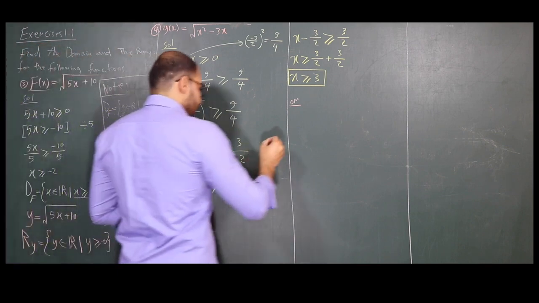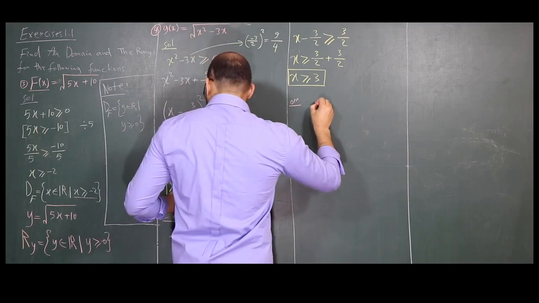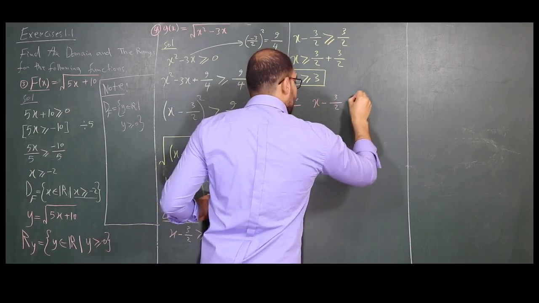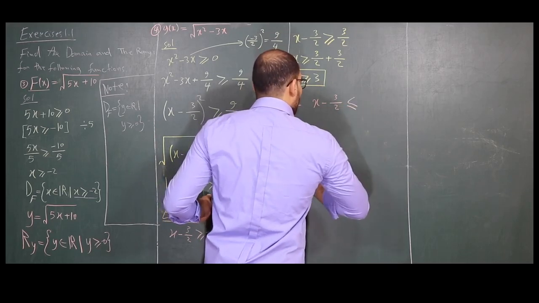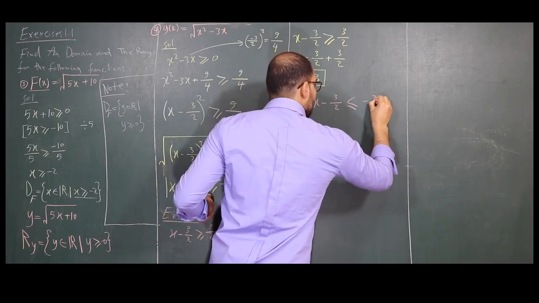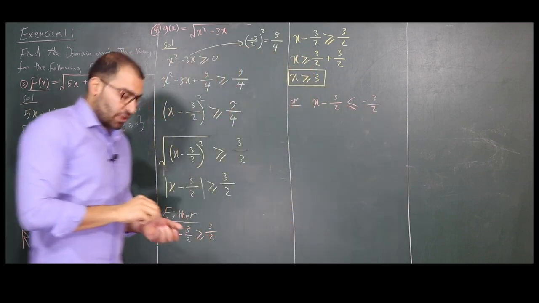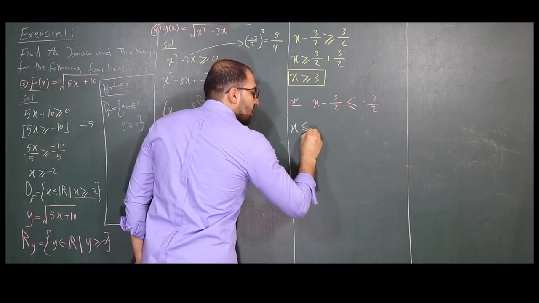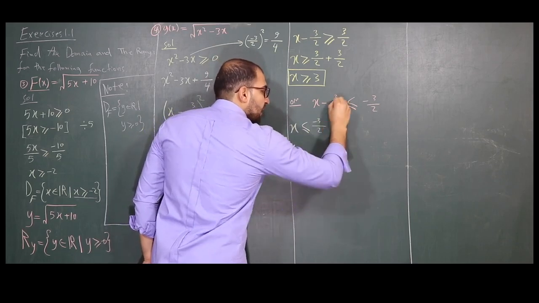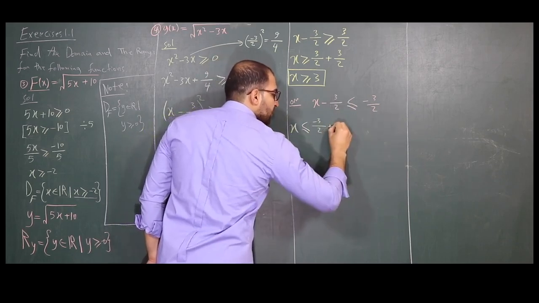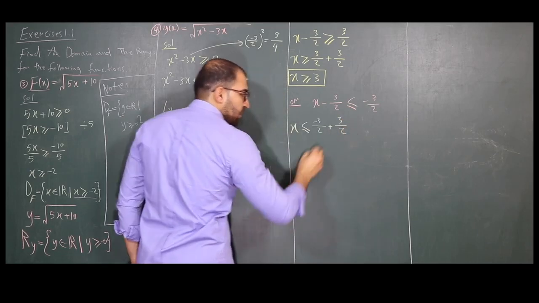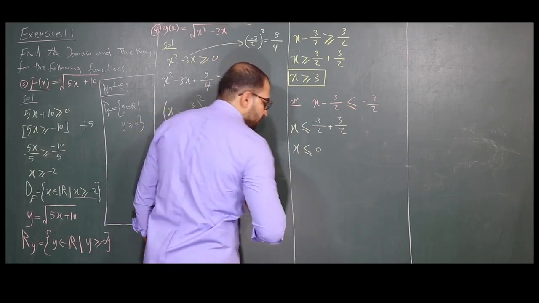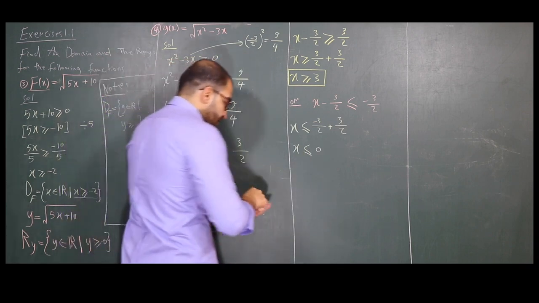The other case will be x minus 3 over 2 less than or equal to minus 3 over 2. So the result will be x less than or equal to, and I will move this constant to the other side. The result will be 3 divided by 2 minus 3 divided by 2, and that will be 0. So x less than or equal to 0. This is the next construction.